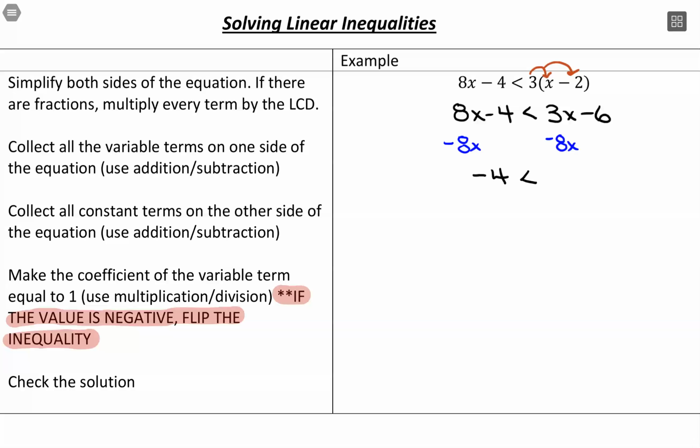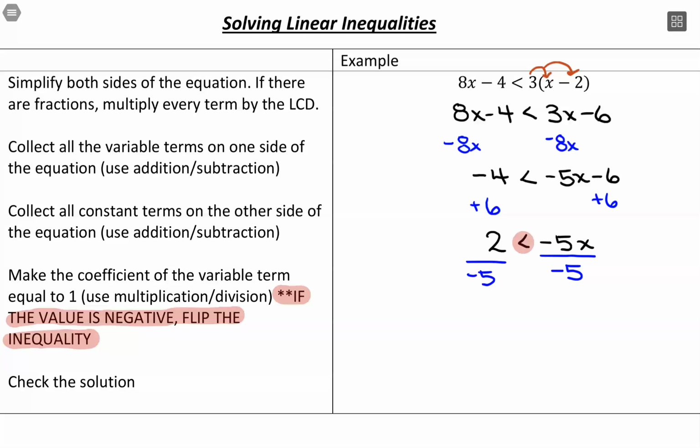Alright, negative 4 is less than, and that'll leave us with negative 5x minus 6. And I'm going to add 6 to both sides. So we'll have 2 is less than negative 5x. And then we want to make that coefficient of 1, so I'm going to divide both sides of the equation by that number multiplying by x. And this is where, as soon as I notice I'm dividing by a negative 5, I need to pay attention to what I do with that inequality.